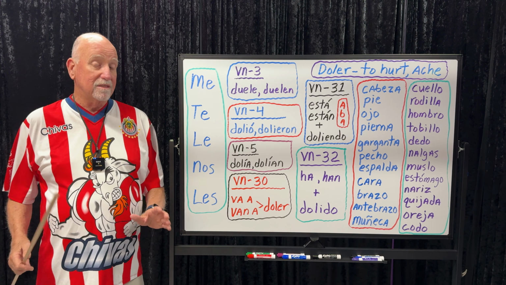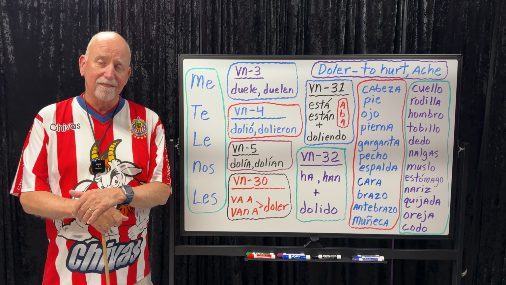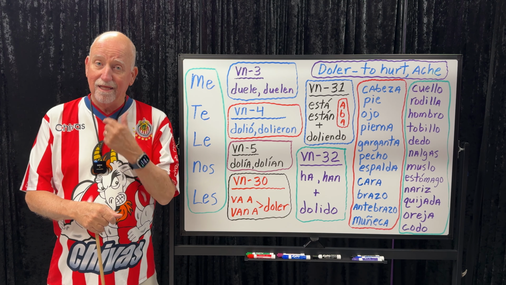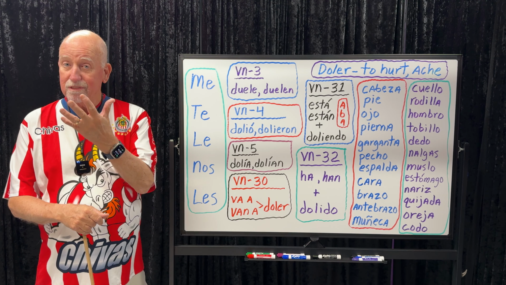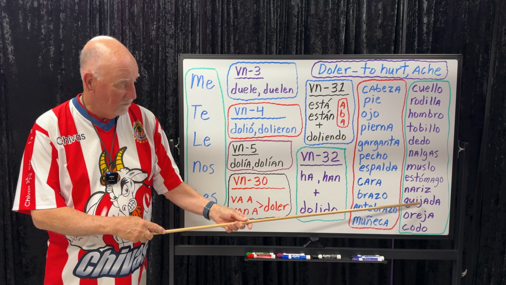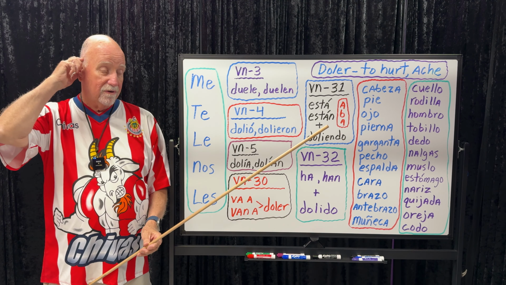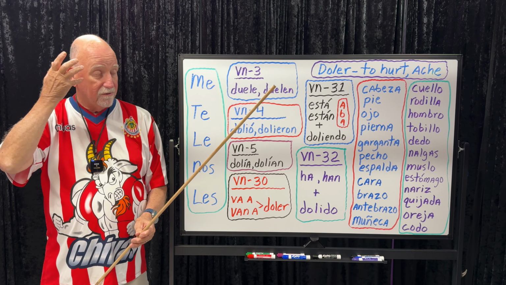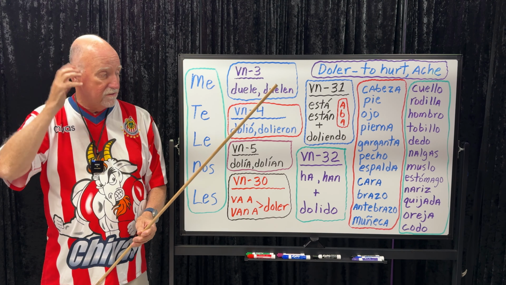El muslo is the thigh. That can go plural, los muslos. El estómago, stomach. La nariz, nose. La quijada, jaw. When I hit Joe Frazier, George Foreman, Floyd Patterson, Sonny Liston, les dolía la quijada. After the fight, their jaw was aching. La quijada, jaw. La oreja is your ear. El oído is ear as well. El codo is elbow. El codo, elbow.